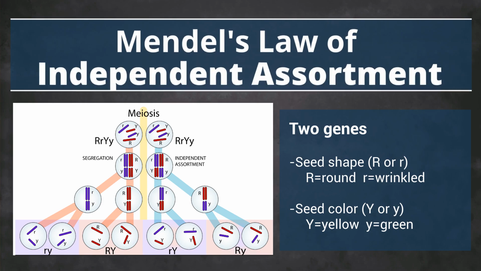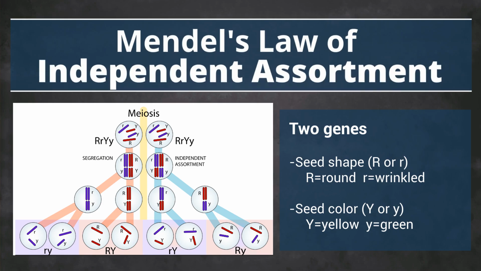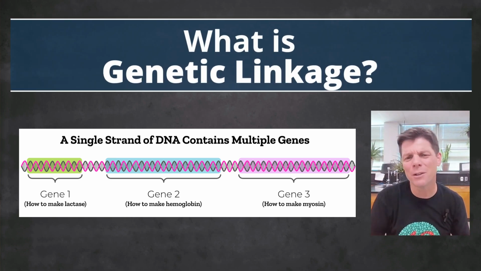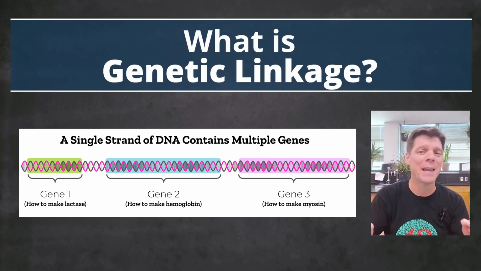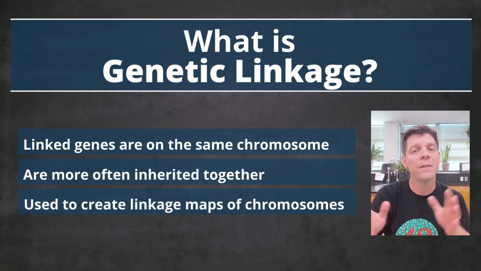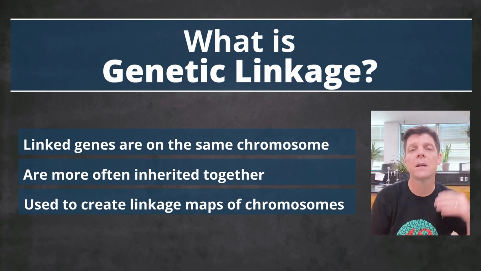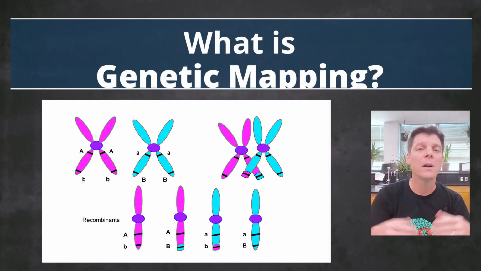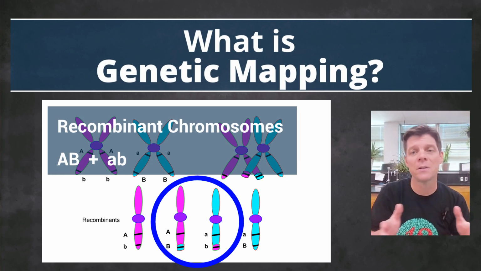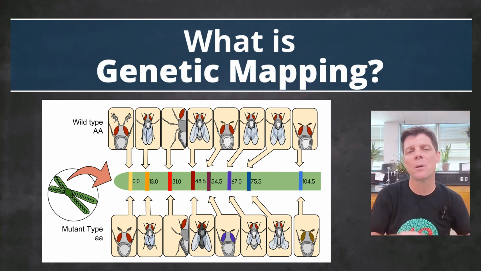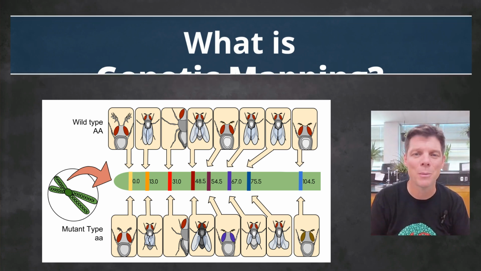Let's start with genetic linkage. Mendel's law of independent assortment applies when genes are located on different chromosomes. But what if two genes are located close together on the same chromosome? In that case, the genes tend to be inherited together. They are said to be genetically linked. The frequency with which linked genes are separated by crossing over can actually be used to calculate the distance between them. This process is called genetic mapping and helps scientists determine how genes are arranged along a chromosome.